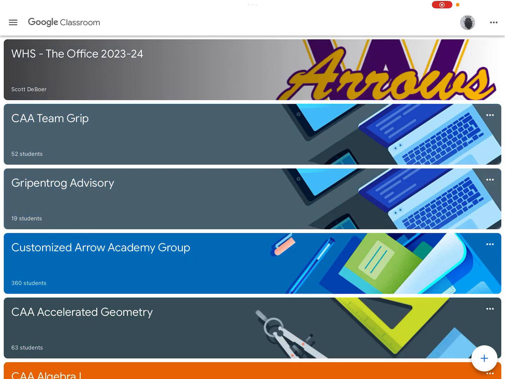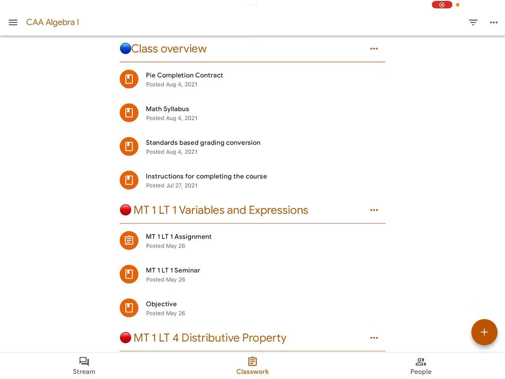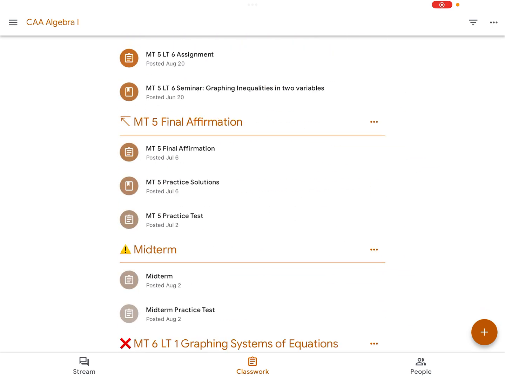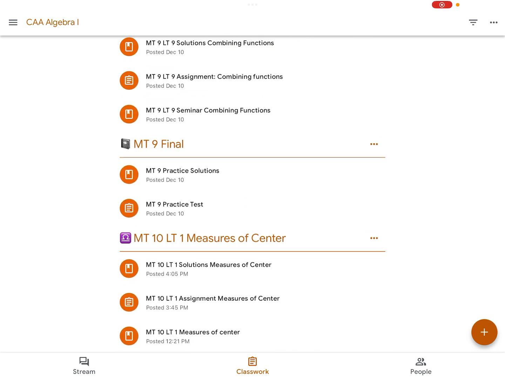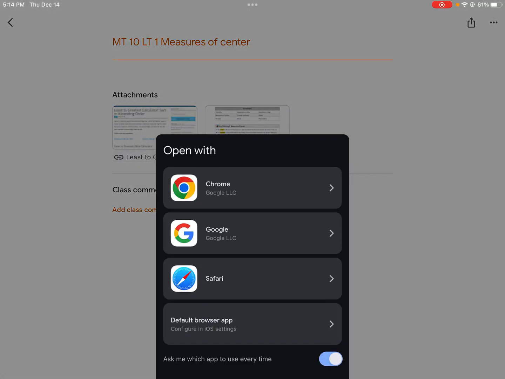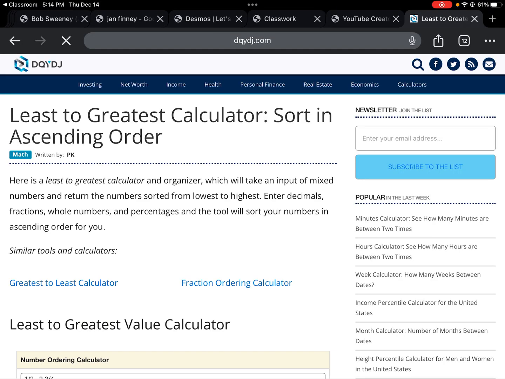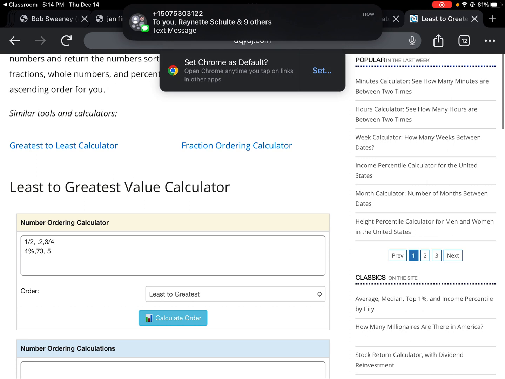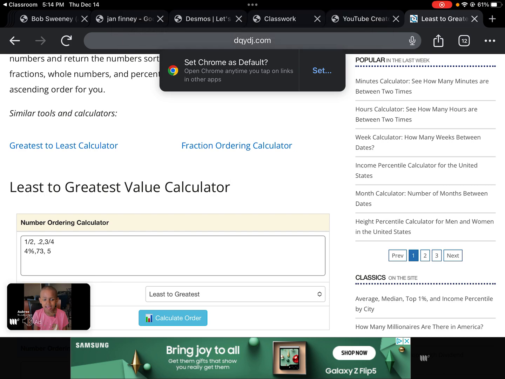Okay. And if you go to your Google Classroom, I put a calculator in here to make it easy for you. If you go to your seminar, notice there's a calculator that will do all that work for you. Just open that up. I don't care what you open it up with. And there is your calculator. Just put your numbers in, if you got a whole bunch of them, that is. The calculator will do all that boring work for you.